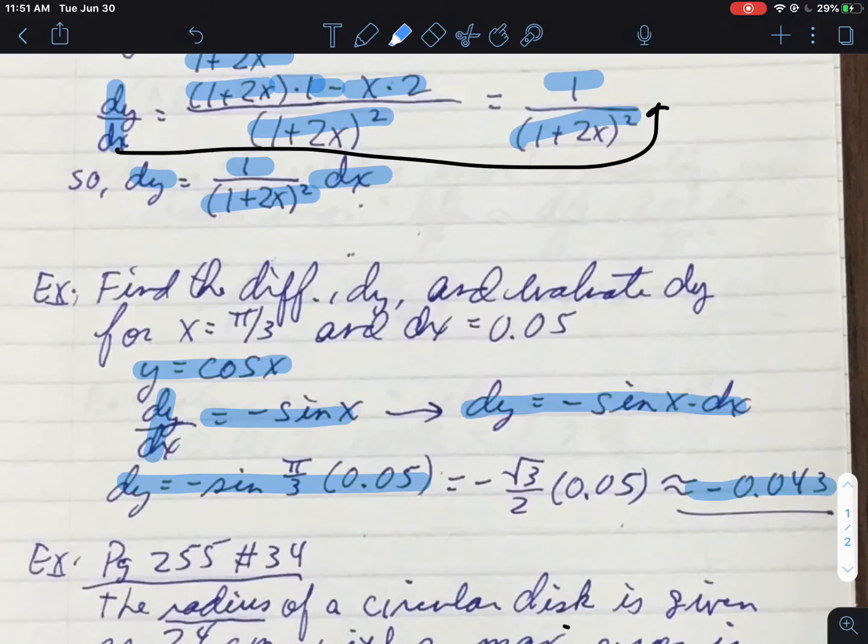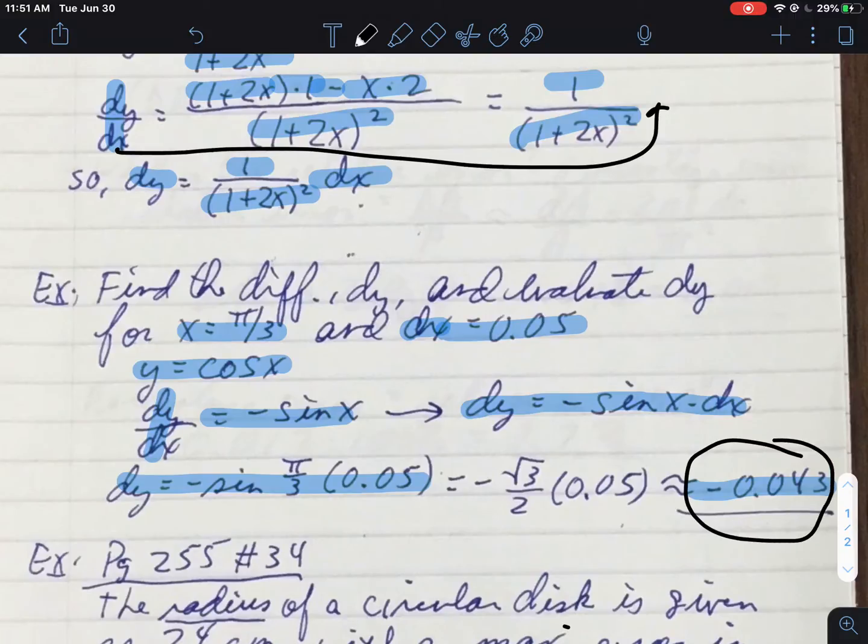Now again, what is that measuring? I mean, that's a value for dy. What does that negative 0.043 tell you? Remember, what is dy? dy is an approximation to delta y, where delta y would be the change in the value of the function. If we started at x equals pi over 3 and we moved a distance of 0.05, this is telling me that the value of the function would change by approximately this amount.